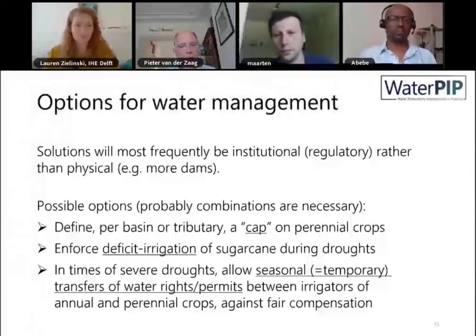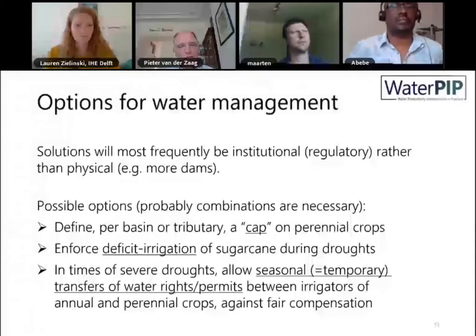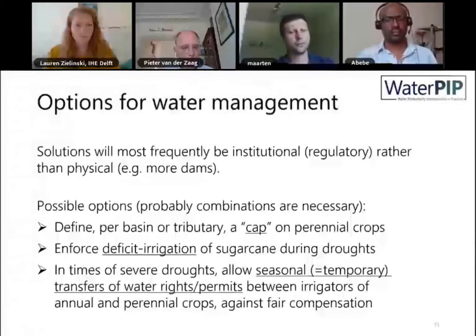So possible options for the basin manager: define a cap on the acreage of perennial crops allowed vis-a-vis the annual crops. Enforce deficit irrigation of sugarcane during droughts. And in times of severe droughts, allow seasonal transfers of water permits between irrigators of annual and perennial crops, meaning that the perennial crop owners will pay a compensation to the annual crop growers to say, okay, forgo one season's crop, and I will give you so much money so that I can use your water permit.